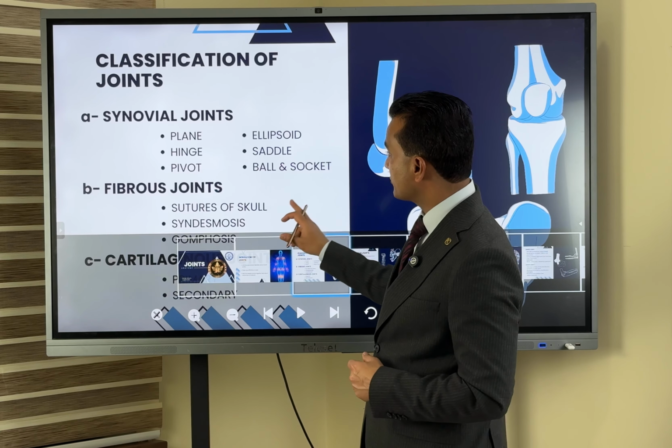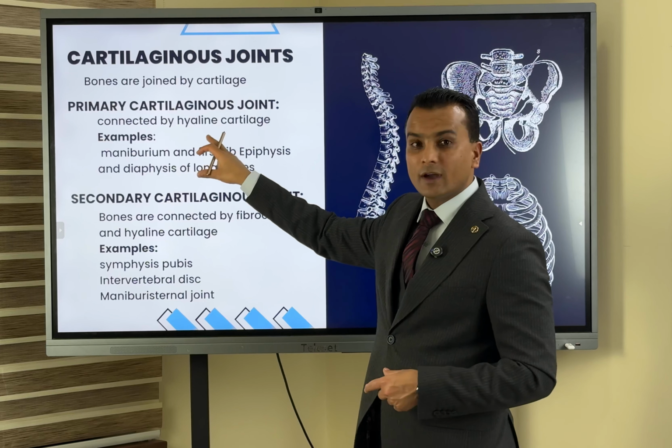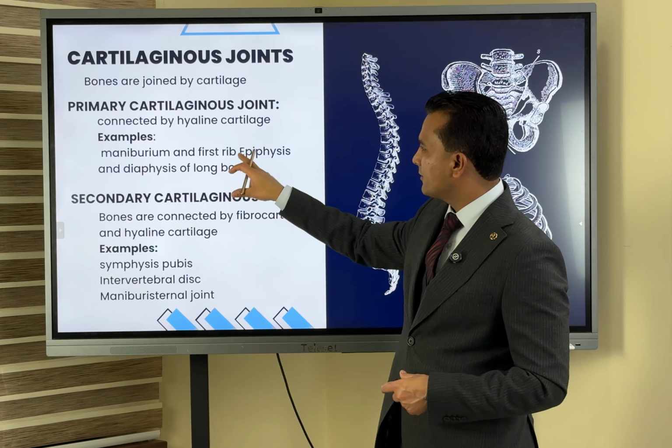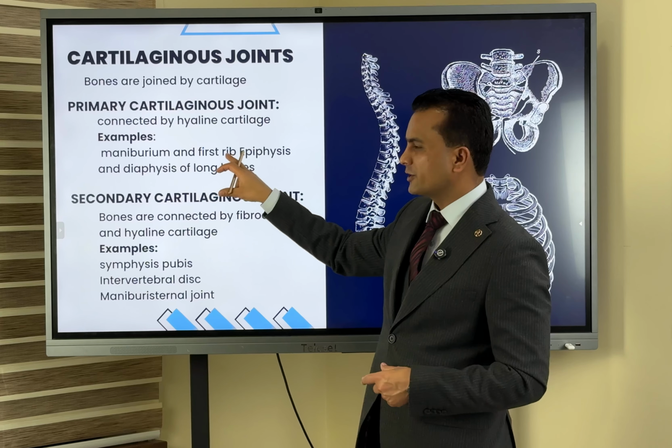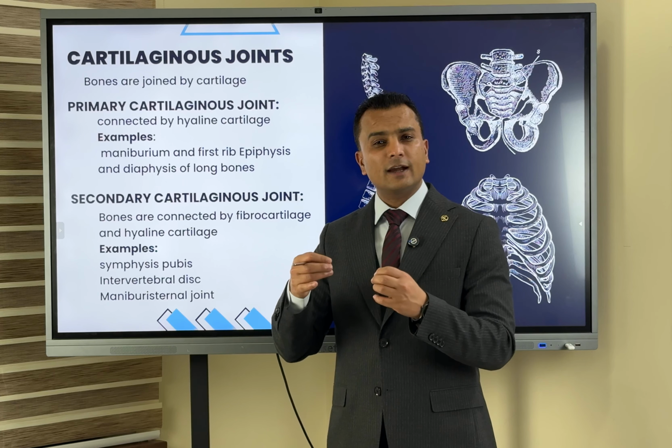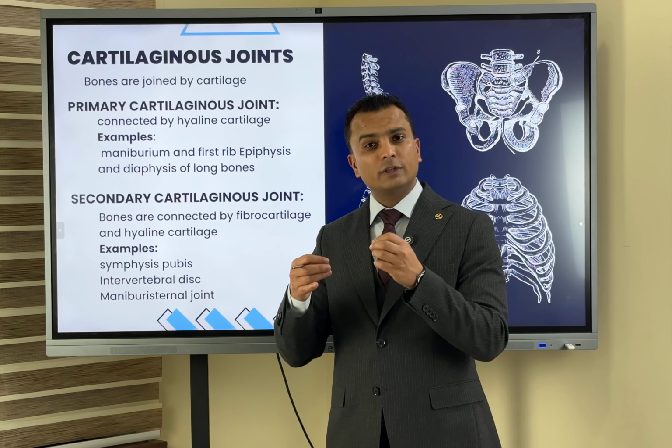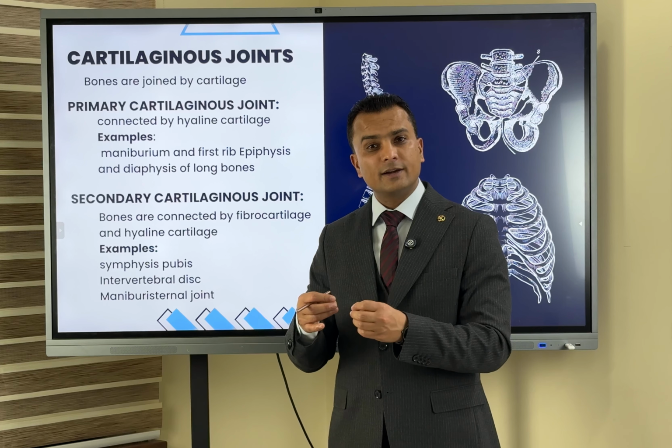Next we have cartilaginous joints, the joints which are made up of cartilage, and the most abundant cartilage in our body is the hyaline cartilage. We have two types of cartilaginous joints: primary and secondary. Primary cartilaginous joints are connected with the help of hyaline cartilage, like the manubrium joint with the first rib. Then we have the joint of the epiphysis and diaphysis, like a joint of the growth plate, which is rich in hyaline cartilage. This is also an example of primary cartilaginous joints.